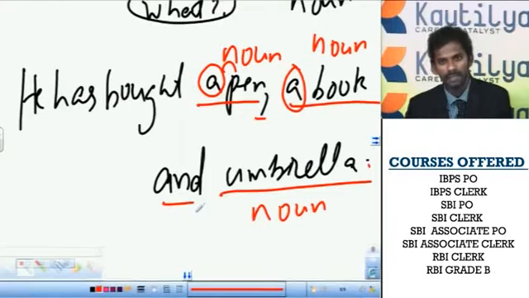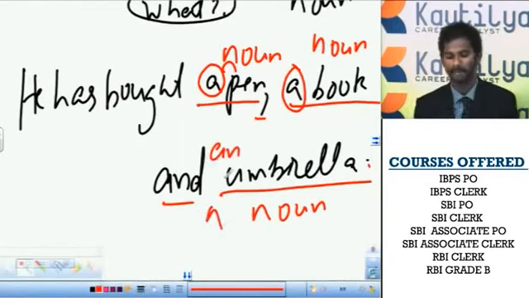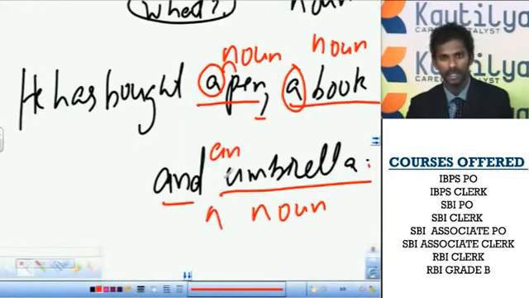How can parallelism be created in this sentence? He has bought a pen, a book and an umbrella. Now this sentence is grammatically fine. All the 3 ideas are single words, right? And all the ideas are the same part of speech. We have an article to refer to all the 3 ideas. So now this sentence becomes grammatically fine. Now there is parallelism. He has bought a pen, a book and an umbrella.